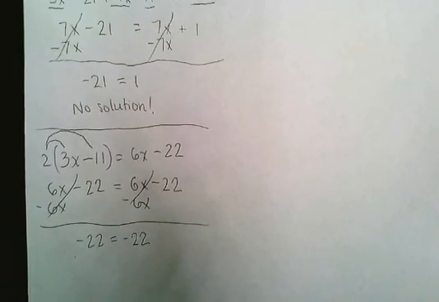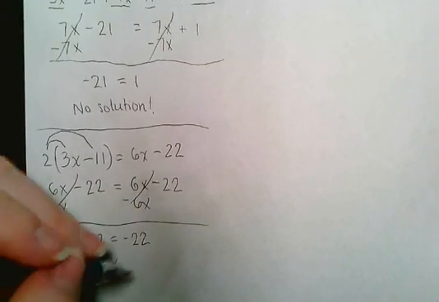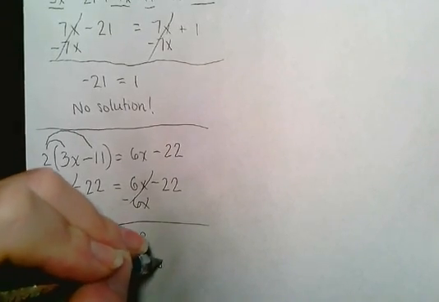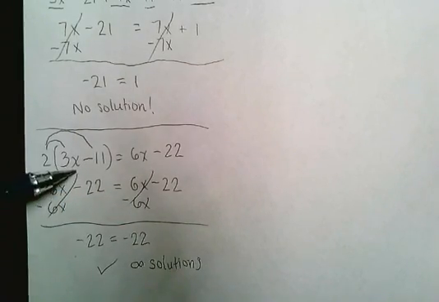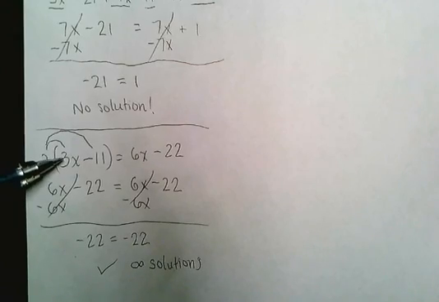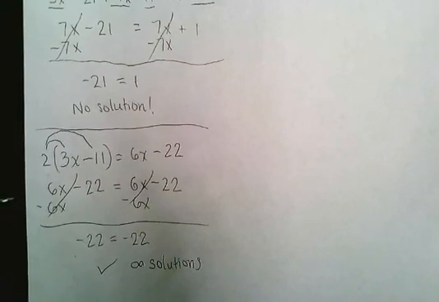So what does this mean? This is actually a true equation. This means that there are infinite solutions. And what that means is infinite solutions means anything that I plug in for x in this equation will make the equation true, because it's essentially the same thing on both sides.